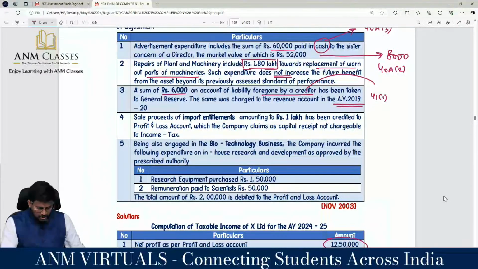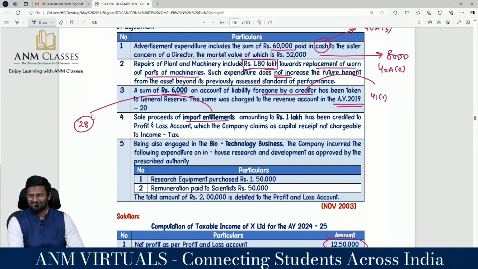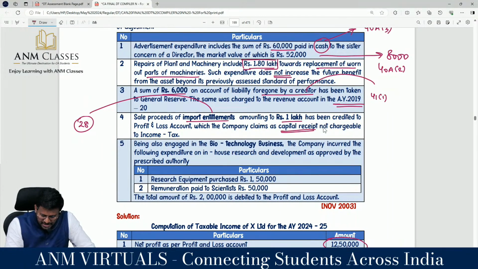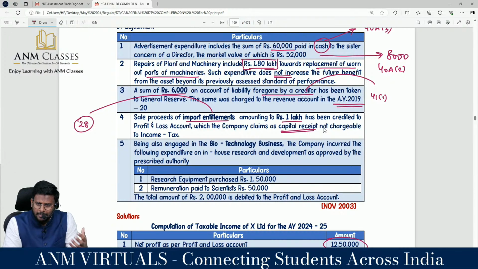Clarity? Sale proceeds of import entitlement. This is part and parcel of section 28, charging section. If you are selling import entitlement, import license, sir, any credit passbook, all those relating to customs, amount of 1 lakh has been credited to P&L account. Which the company claims as capital receipt and not chargeable to income tax. They are already credited to P&L account and they are saying that if you are getting any gain from the import entitlement, it will not be treated as revenue receipt.